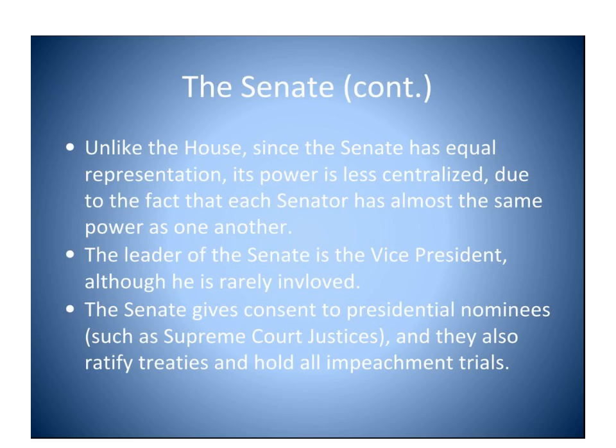Now, the leader of the Senate is the vice president. The current vice president is Joe Biden. Although, he is rarely involved. He's only really involved whenever there's a tie in the Senate and he has to make a deciding vote. That hasn't happened very often, though. The Senate gives consent to the presidential nominees, such as Supreme Court justices, and they also ratify treaties and hold all impeachment trials.